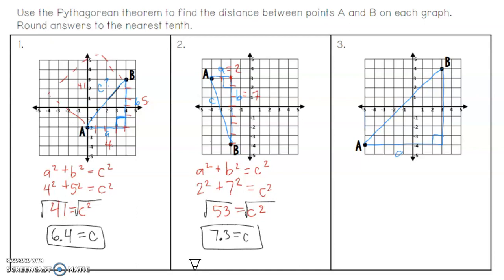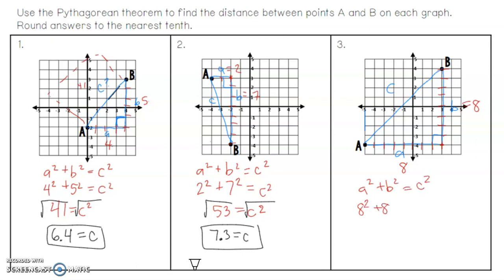Okay, so we have our legs that make the right angle, and the longest side is the hypotenuse. I'm just going to count. So I go 1, 2, 3, 4, 5, 6, 7, 8 for A, and then for B, start here: 1, 2, 3, 4, 5, 6, 7, 8 for B. Once I have that information, it's doing what we've been doing.